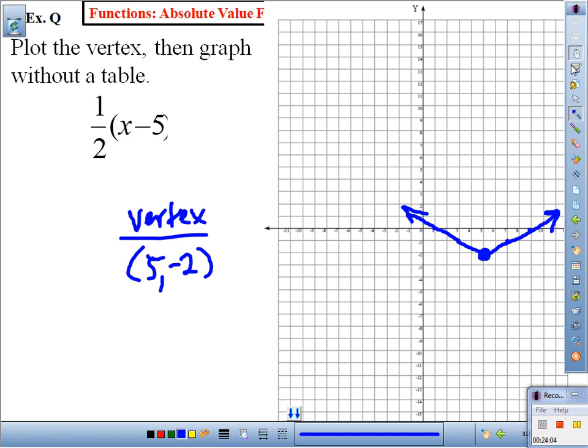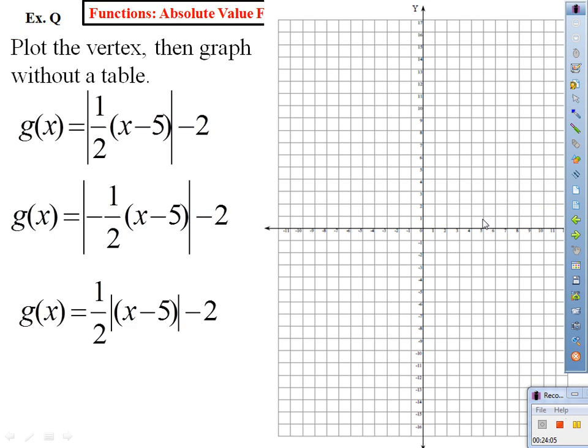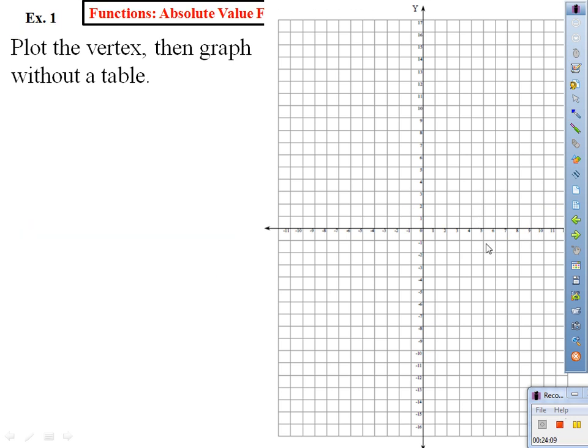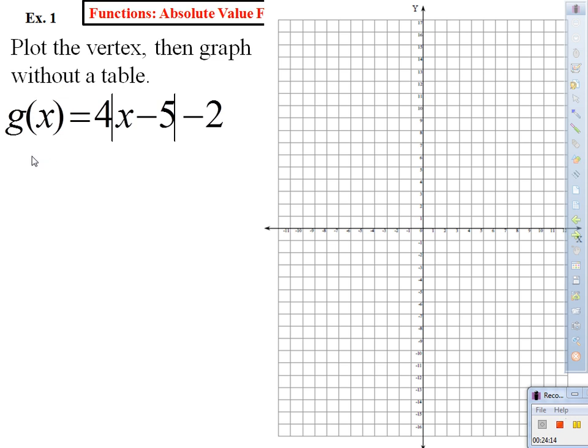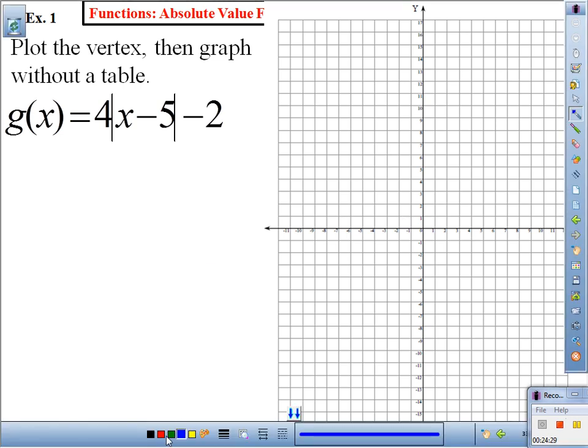Anyway, all right, so go to your graph paper, to the new coordinate plane. Write example number 1. Doesn't matter if it's on the other side, just a new coordinate plane. Copy this function. G of x equals 4 times the absolute value of x minus 5, minus 2. I'm going to use red for this one. You can use whatever color you want. So, everyone, what is our first step?